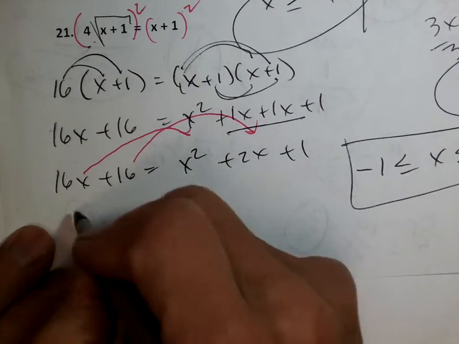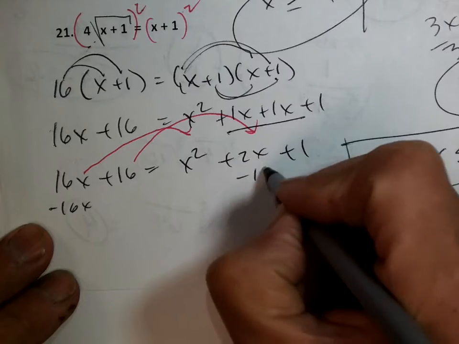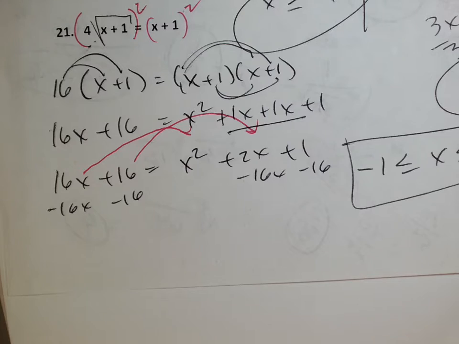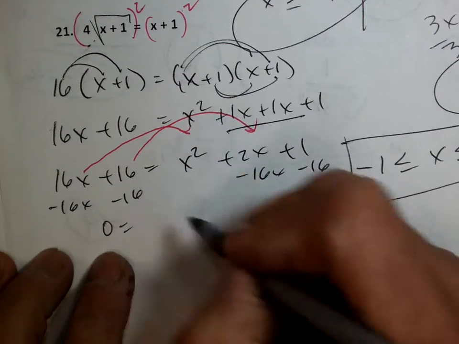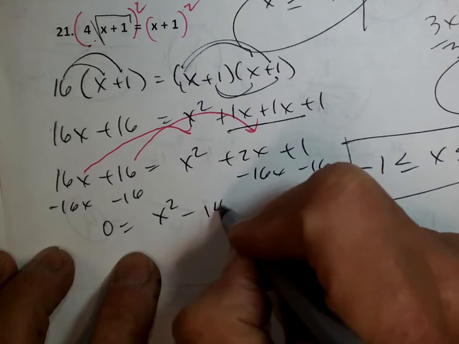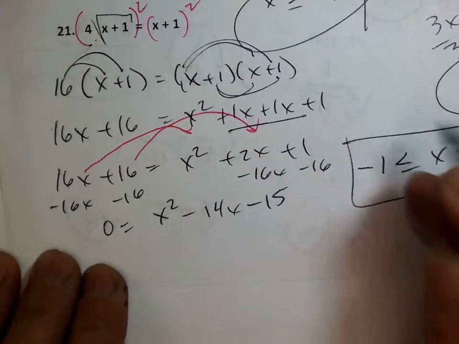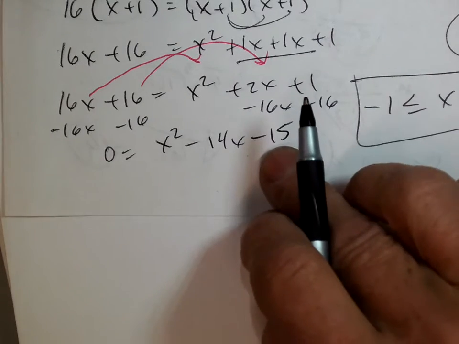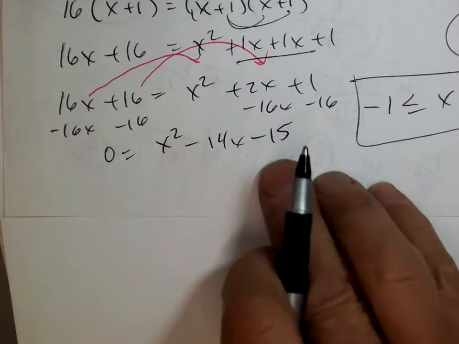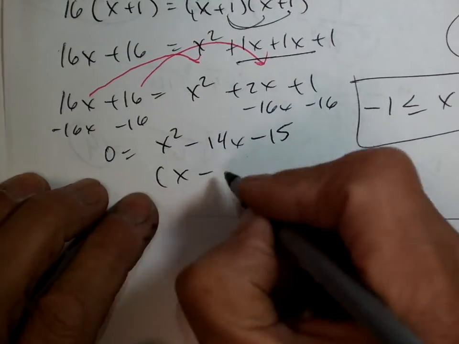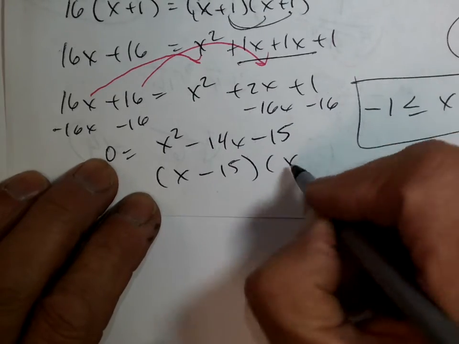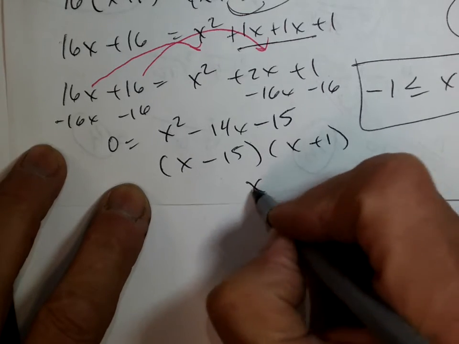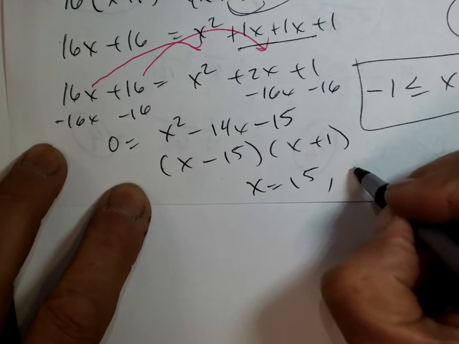So if I go minus 16x, and if I go minus 16, then I'll have it equal to 0 and I can factor, okay? So I've got 0 equals x squared minus 14x minus 15. That'll factor 15 and 1, right? 15 and 1 will make a 14. It's a negative 15, positive 1. So I've got an x minus 15, and I have an x plus 1, right? I get x equals 15, and x equals negative 1.